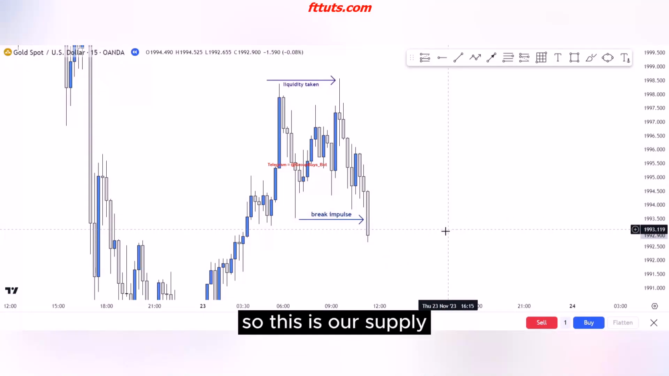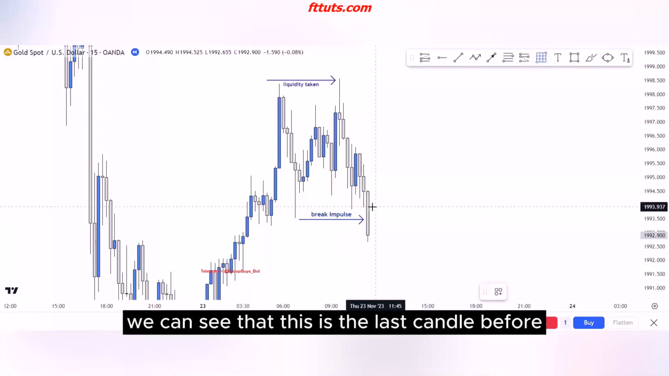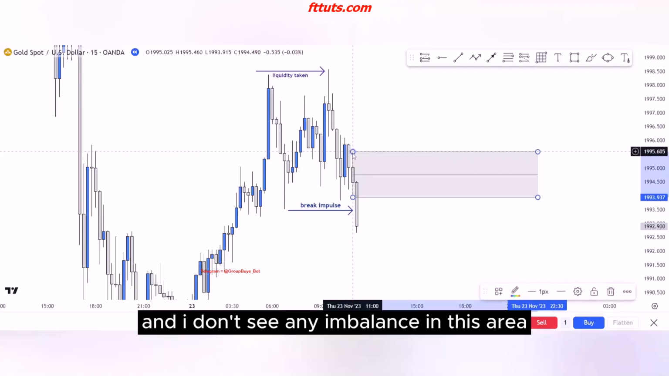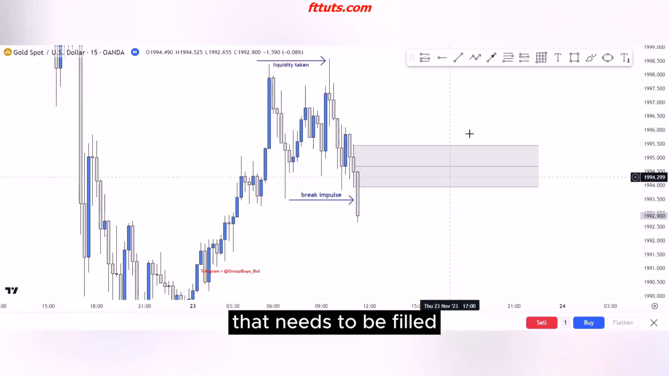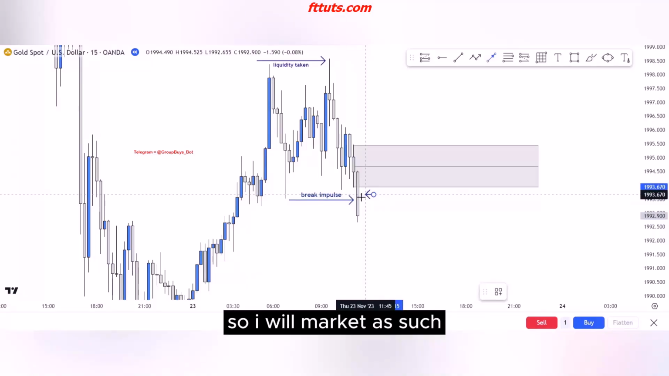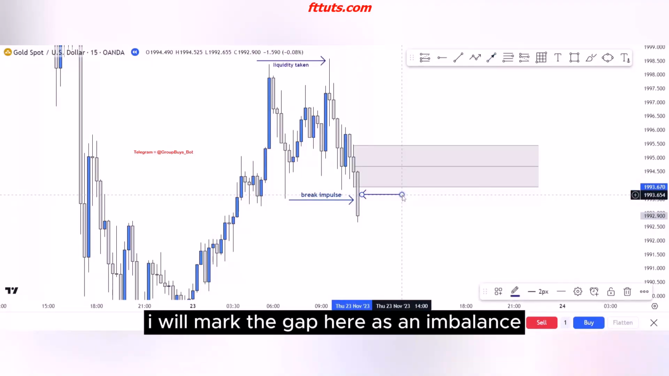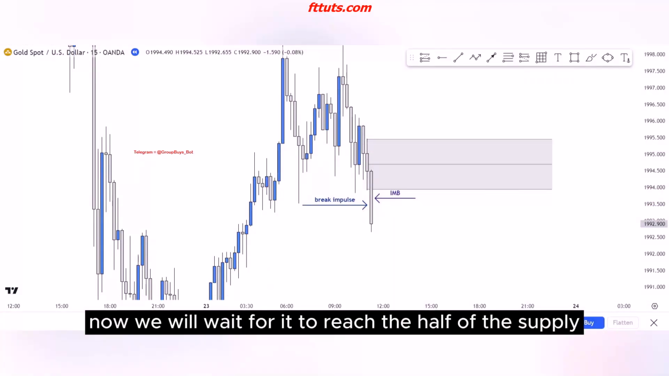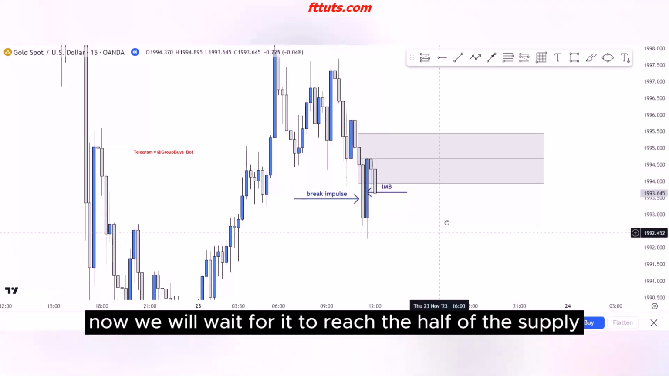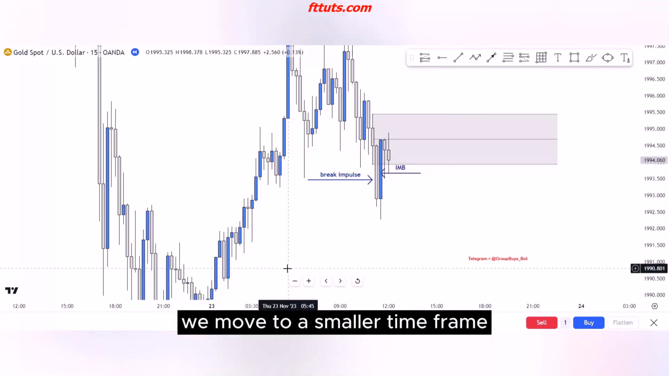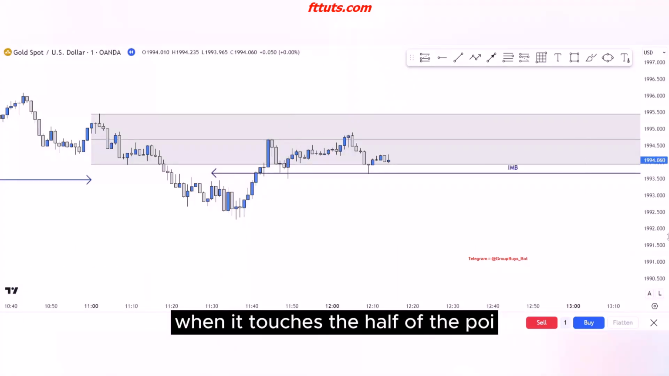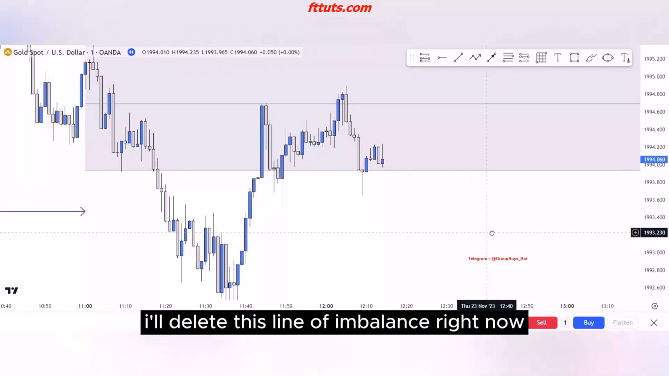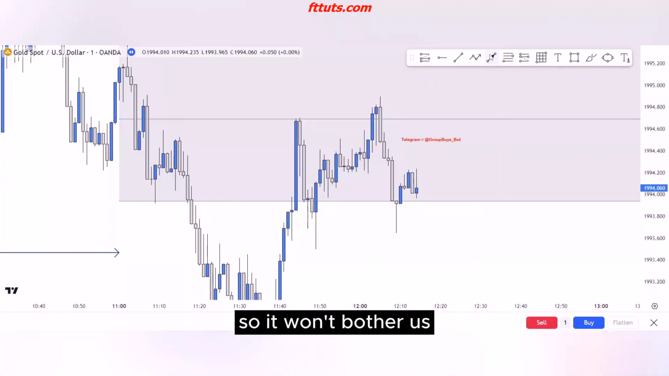It's really fast. So this is our supply. We can see that this is the last candle before the break impulse, and I don't see any imbalance in this area that needs to be filled, so I will mark it as such. I will mark the gap here as an imbalance. This is another confirmation. Now we will wait for it to reach the half of the supply. Okay, it happened fast. We move to a smaller time frame when it touches the half of the POI. I move to a 1 minute time frame. I'll delete this line of imbalance right now so it won't bother us.